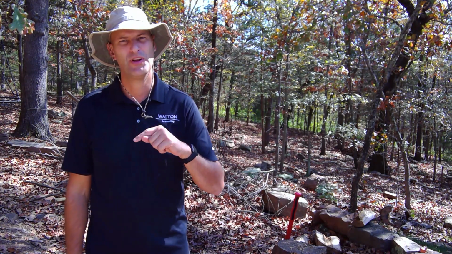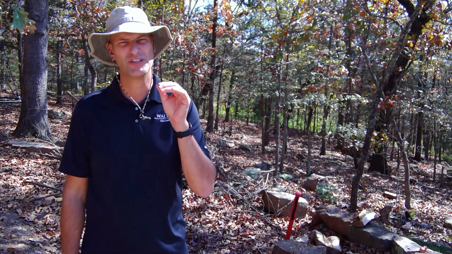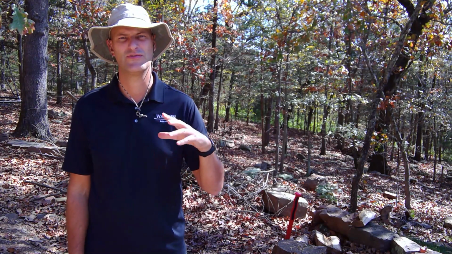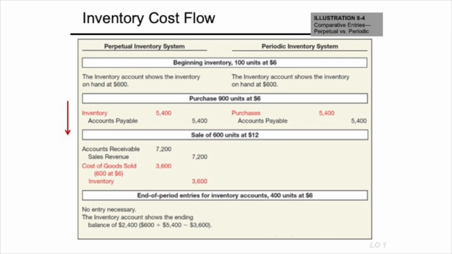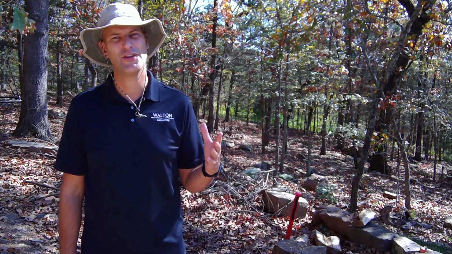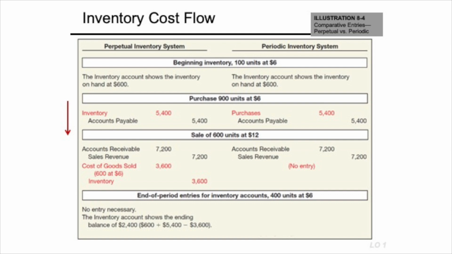Now, under a periodic system, that changes. The purchase stays the same. We still purchase the goods for $5,400. But instead of going to inventory like it did under the perpetual system, under the periodic system, it goes into purchases. So we're going to debit purchases and credit accounts payable. Now, when we make a sale, we just record the sale. Under the periodic system, we only record the sales side. We aren't recording the inventory side of this at this point in the process.